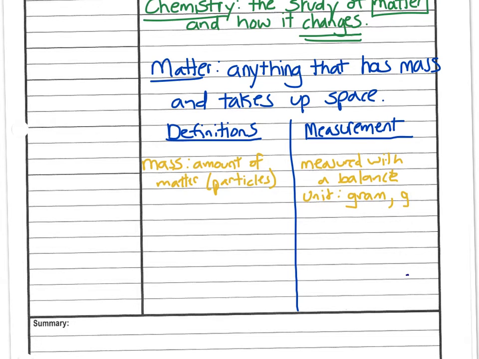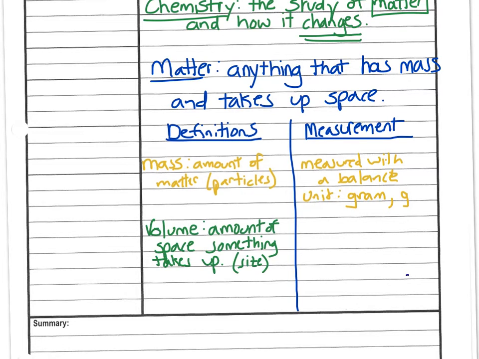Now the unit that we use is the gram. There's other units for mass that you could use, like a kilogram, or the British unit is actually called the slug. It's pretty cool. But we are going to be using grams here in chemistry class. So let's go ahead and talk about volume next. Let's do green.